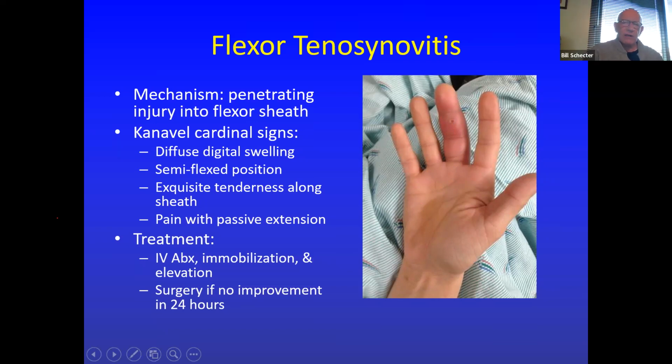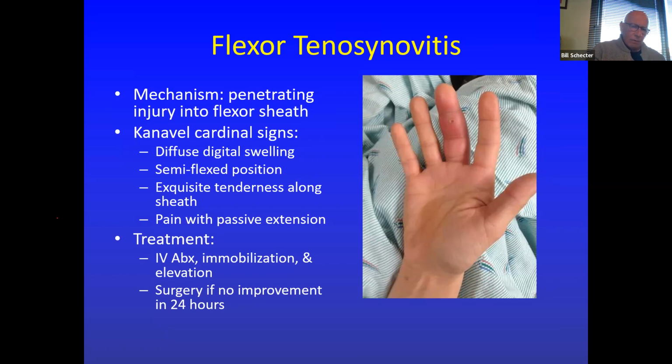So how do you test for passive extension? Well, you don't grab the finger and move it like that, because even if the guy doesn't have flexor tenosynovitis, but he's got cellulitis, if you grab the thing and start moving it like that, it's going to hurt. What you do is you take the tip of your thumb or your index finger, whatever nail you want, put it on the nail of the patient and just flick it. And that's going to move the profundus tendon. If you flick it like that and it hurts, the patient undoubtedly has flexor tenosynovitis.